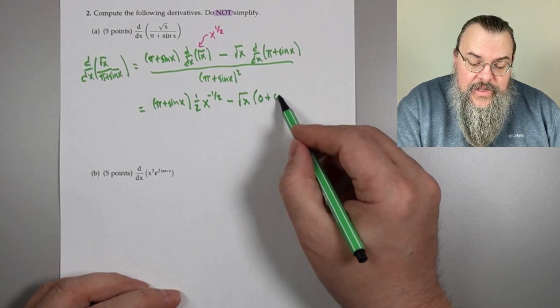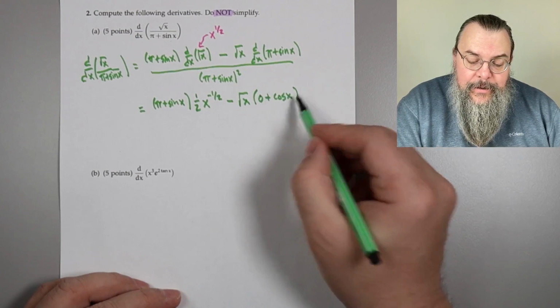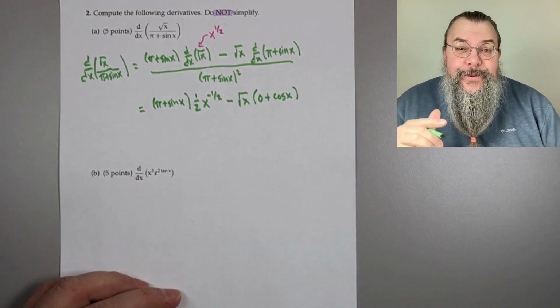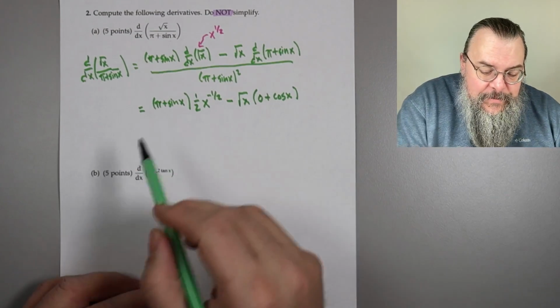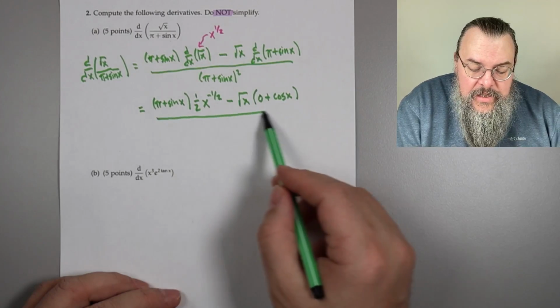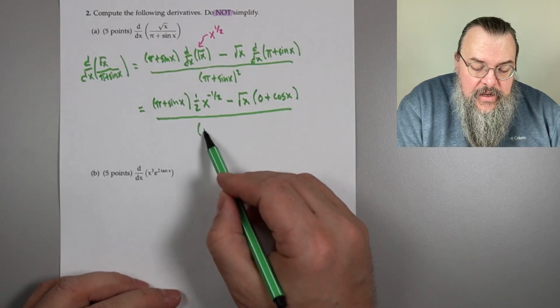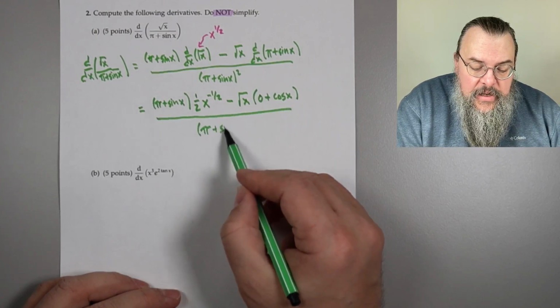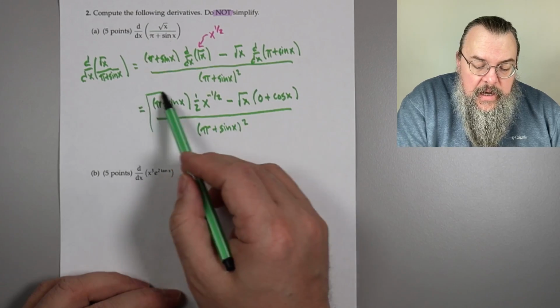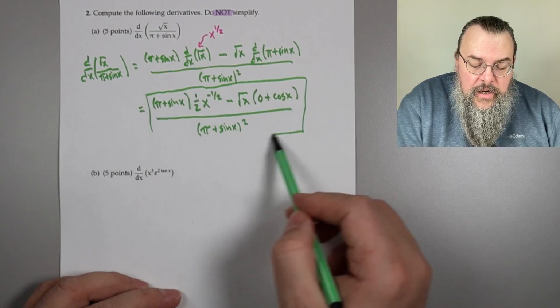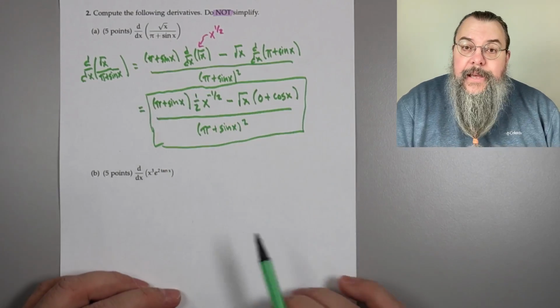Now, of course, sine and cosine are a little bit interesting because one of them has a sign, so be careful, be careful. And then downstairs, well, we don't need to do anything. It's already been done. Pi plus sine x, quantity squared. And we are done with part A.